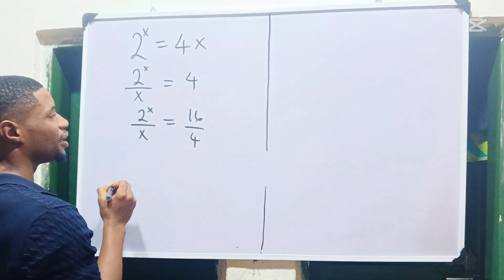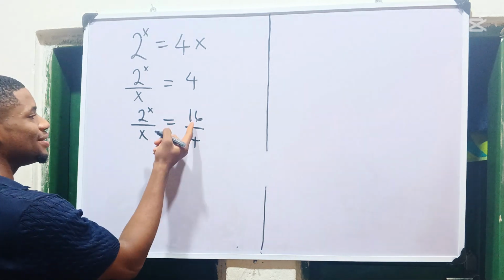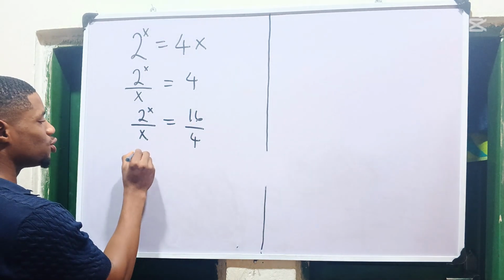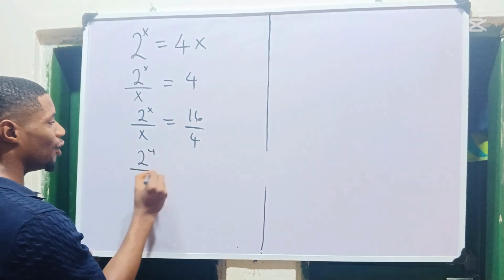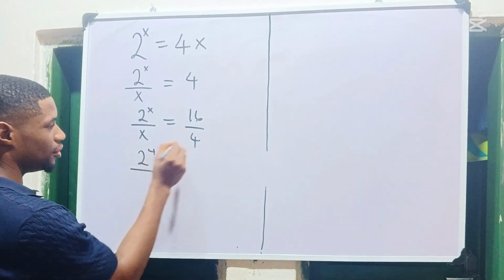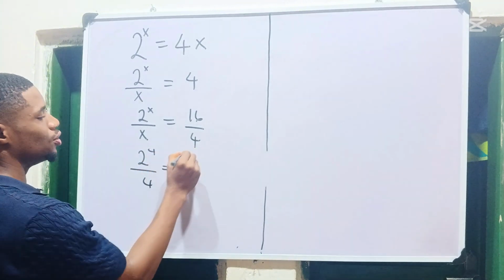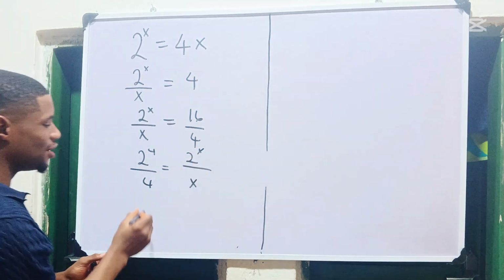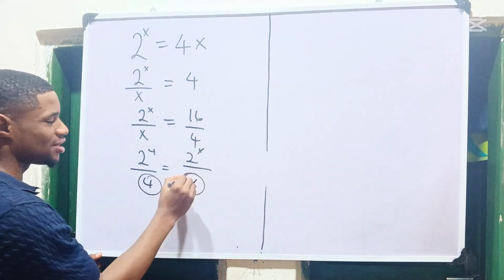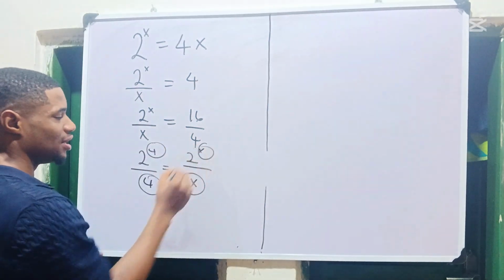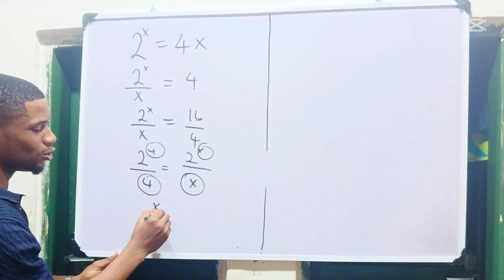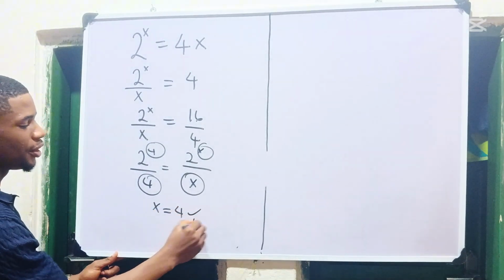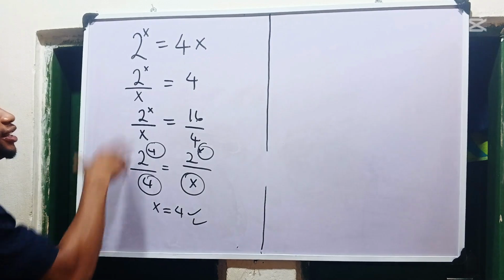16 over 4. Now, this 16 can be written as 2 raised to the power 4 over 4, is equal to 2 raised to the power x over x. Now you compare at this point. And if you see, you have 4, you have x, you have 4, and you have x. This can never tell us that x is equal to 4. Okay? So if you put x as 4 and you test it, you get the answer.